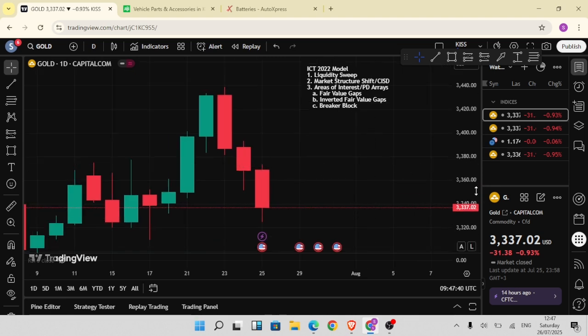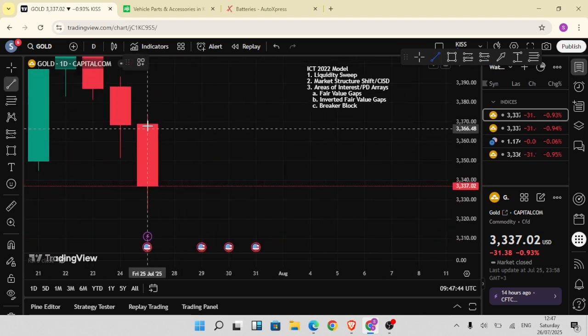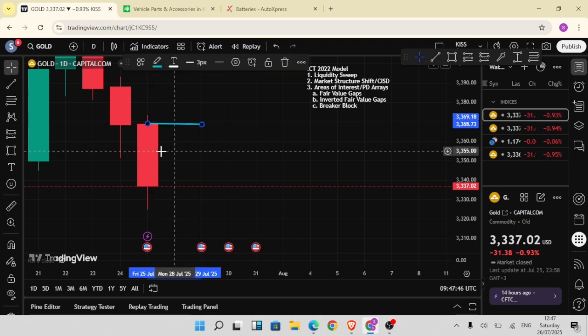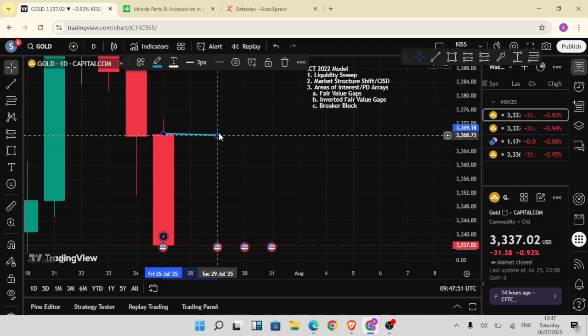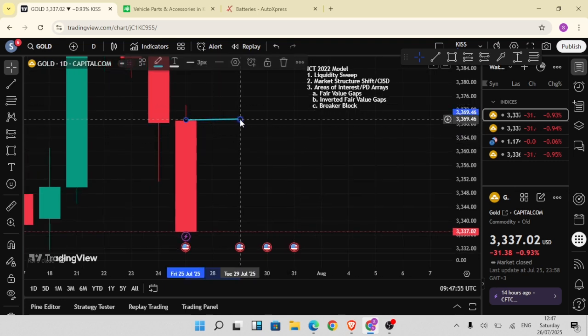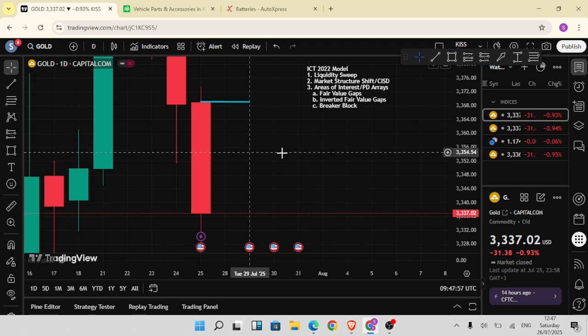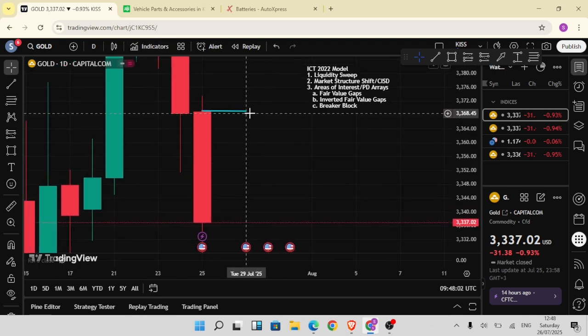Same thing. As a beginner trader, price opens, goes up. As it goes up, you place your sell stops here. Stop loss right above this point. Take profit of 1 to 3, or you wait until the close of the day and close the trade manually.